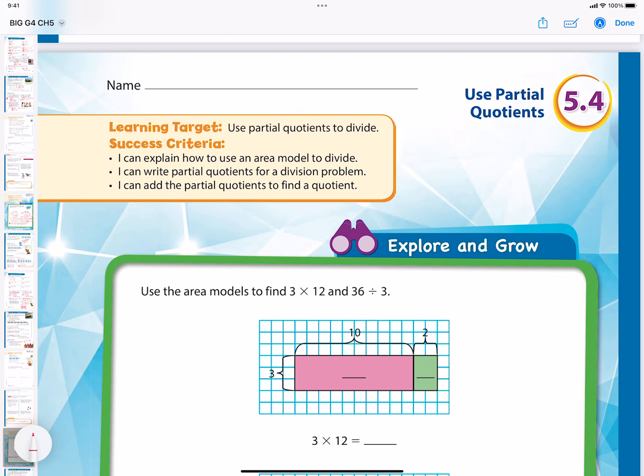Today's lesson is 5.4, use partial quotients. Our target is to use partial quotients to divide. Sounds familiar, isn't it? Because partial products we were working on, partial products are what? Part of the product. Yes, you need to add all the partial products to find out the product. Now we are going to use what? Partial quotients, which is what? Part of quotients. Yes. And you are going to use all the partial quotients to find out the actual quotient. That's what we are going to do.